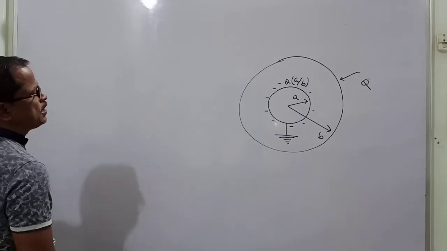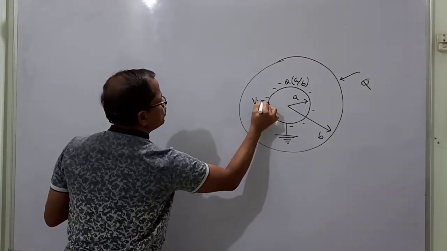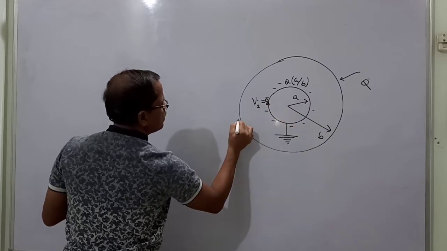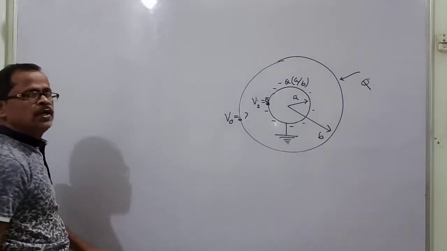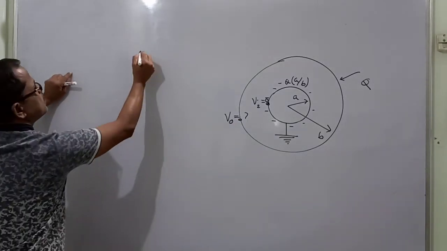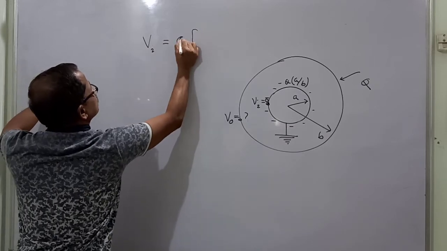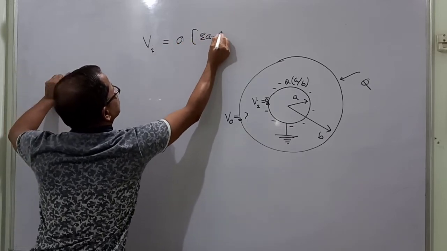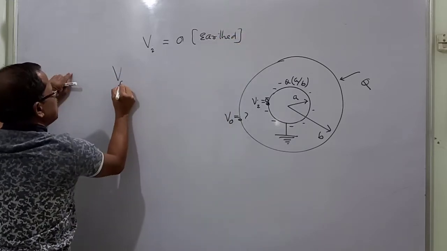Now what is the potential of the inner sphere? The potential of the inner sphere is equal to 0 because it is earthed. What is the potential of the outer sphere? That is what we are going to calculate. So write down: the inner sphere is earthed, so its potential is 0.